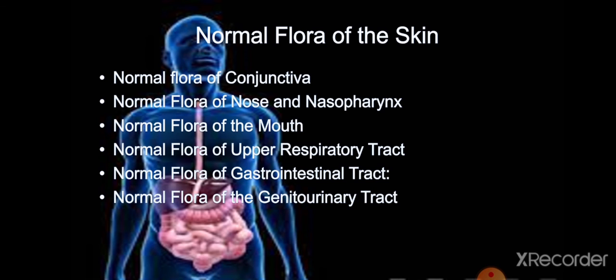Next is normal flora of genitourinary tract. Mycobacterium smegmatis, a harmless commensal, is found in the secretions of both male and female genitalia. They may pose confusion with the tubercle bacilli. Strains of Mycoplasma or Ureaplasma are frequently present as part of normal flora.